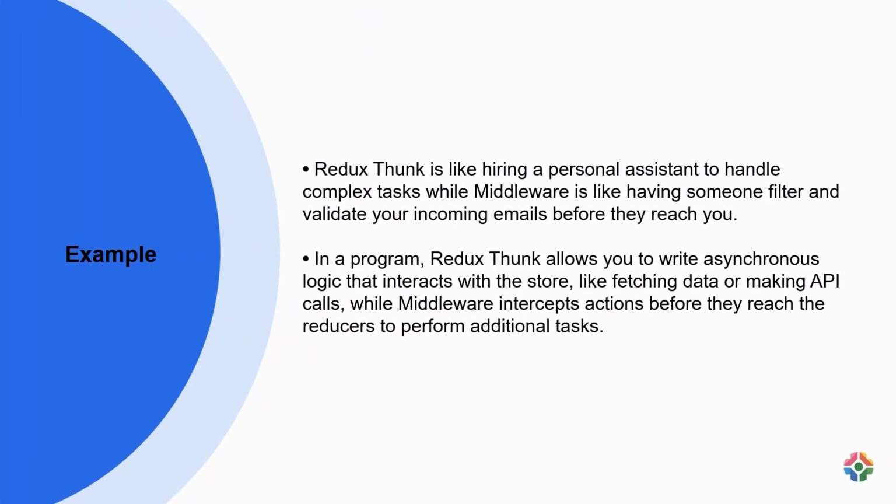Redux Thunk is like hiring a personal assistant to handle complex tasks, while middleware is like having someone filter and validate your incoming emails before they reach you. In a program, Redux Thunk allows you to write asynchronous logic that interacts with the store, like fetching data or making API calls, while middleware intercepts actions before they reach the reducers to perform additional tasks.